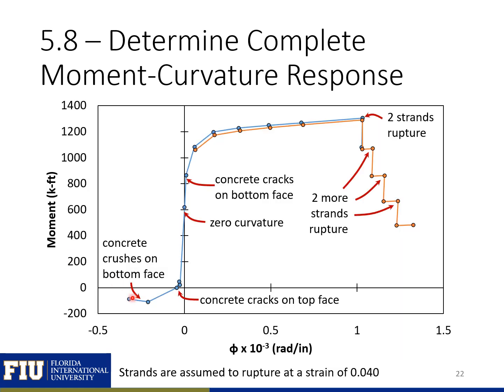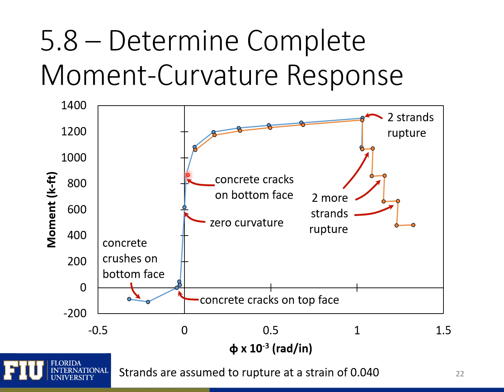Here is the moment versus curvature plot for the section that we saw a couple slides ago. On this side, we have our concrete crushing on the bottom face, controlling our capacity here with a negative moment and negative curvature. Here, the concrete is cracking on the top face from that negative moment. As we work our way up here, we have zero curvature when we have an applied moment of around 600 kip-feet.